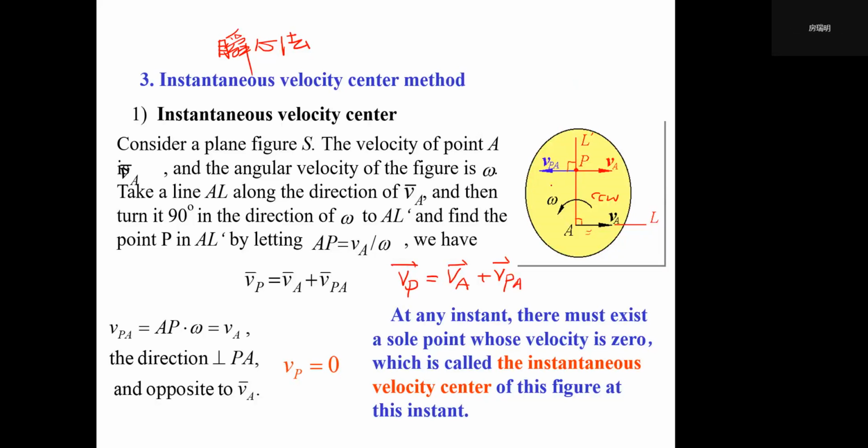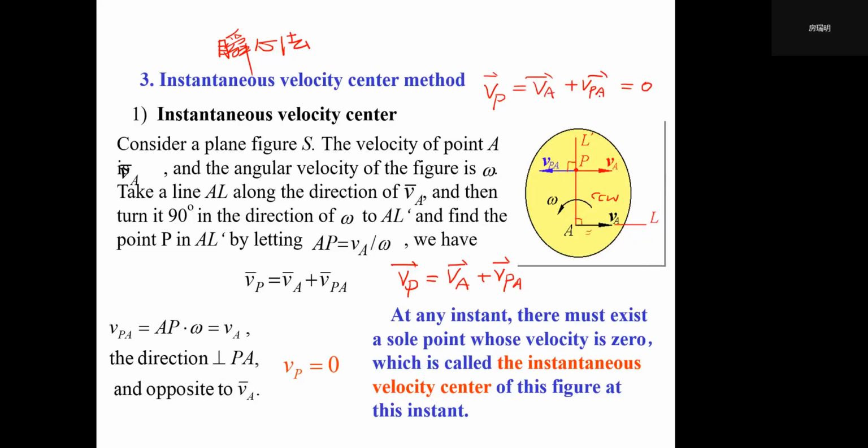You guys will find that because of the specialty of this L prime, this VA and this VPA have opposite directions, one in the positive direction of the horizontal line and the other in the opposite one. So you guys can think, when some condition is fulfilled, we will definitely find some point P where VP equals VA plus VPA equals what? Equals 0. Can you guys think about that? Can you guys understand that?